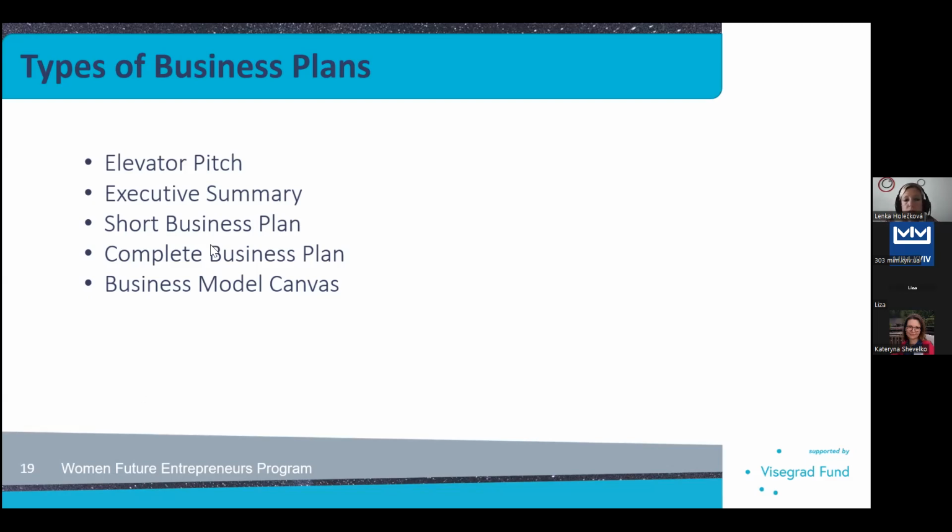But now we can get back to planning itself. Last week, we talked about the so-called elevator pitch, or a presentation of our plans, an executive summary, which is a written form, a shorter or complete business plan, and the business model canvas.